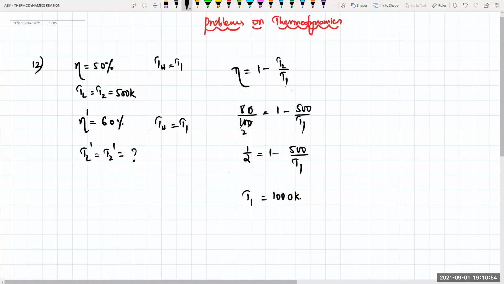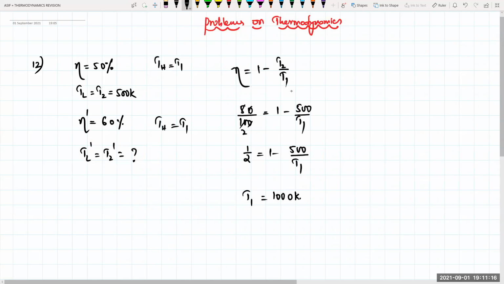Efficiency was 50% and the temperature of the sink was 500 Kelvin. Now, if the efficiency is increased to 60%, what will be the temperature of the sink? The temperature of the source is kept the same. So I'm using the formula, eta is equal to 1 minus T2 by T1. Efficiency is 50%, so 50 by 100 is equal to 1 minus 500 by T1. So 1 by 2 is equal to 1 minus 500 by T1.